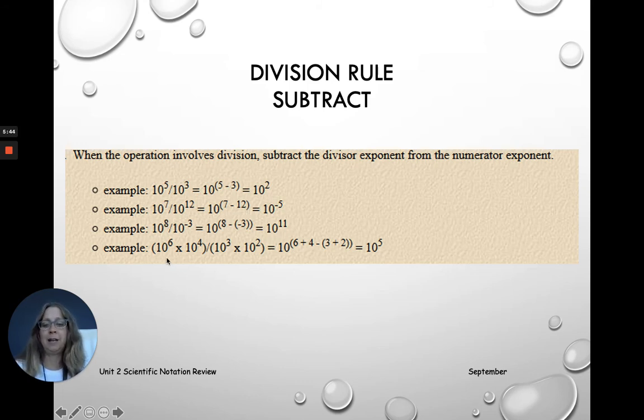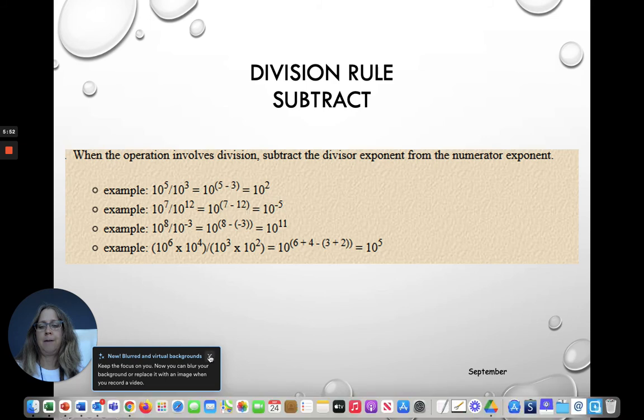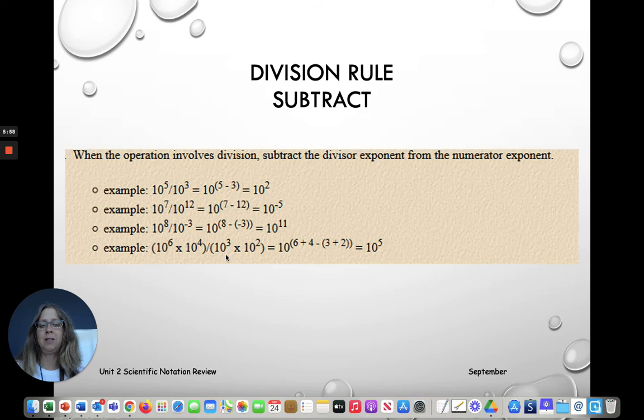Now this one's a little bit tricky, all right? So you have to kind of do it in order. So you have 10 to the 6th times 10 to the 4th divided by 10 to the 3rd times 10 to the 2nd, and you need to sort of do each together. So it's going to be 6 plus 4, and then we're also going to subtract the 10 to the 3rd and 10 to the 2nd. So we have this in parentheses because we have to do that together. This could also be in parentheses. So it's really going to be just 10 minus 5, which would be 10 to the 5th.